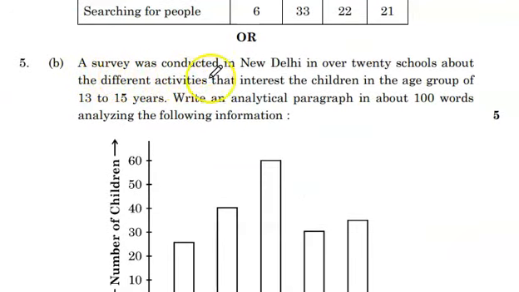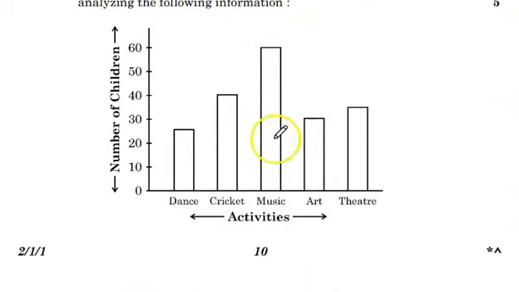A survey was conducted in New Delhi in over 20 schools about the different activities that interest the children in the age group of 13 to 15. Write an analytical paragraph in about 100 words analyzing the following information. And here you have been given a graph, a figure. This is showing number of children 0 to 16, and these are activities: dance, cricket, music, art, theatre.